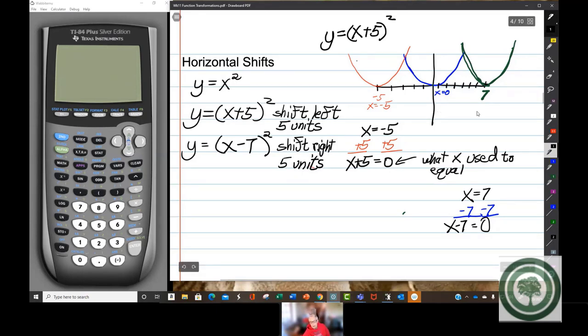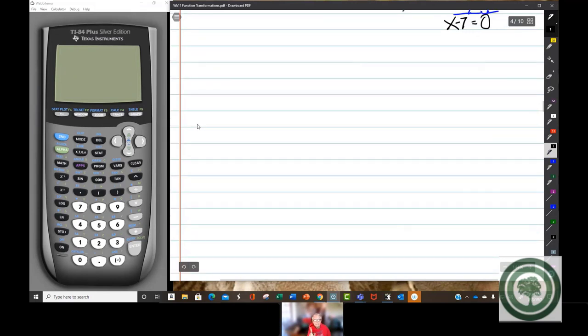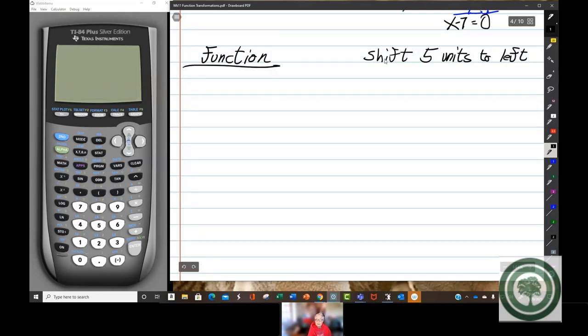So let's say we want to shift these functions 5 units to the left like we did. So function shift 5 units to the left. And here are our functions x squared, x cubed, the absolute value of x, square root of x, cube root of x. We're going to go to the left 5 units.